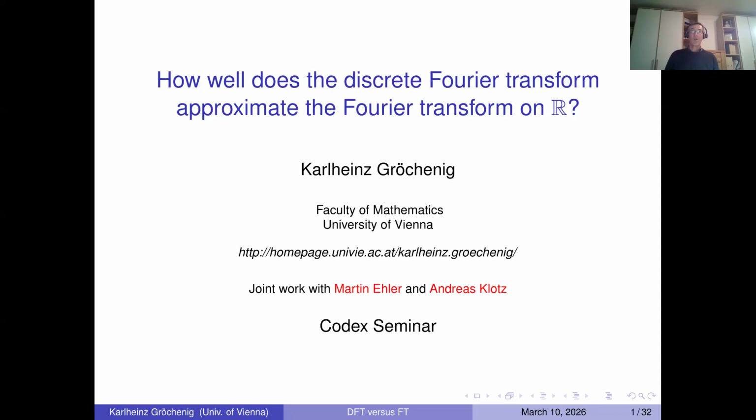So I will talk about something that you are all doing in numerical work. You have a function and want to compute its Fourier transform. Usually you do it via the discrete Fourier transform. Maybe 2 years ago, Martin Ehler, one of my co-authors on this work, taught numerical analysis. And he thought, well, what's actually happening? And we started to discuss. Later, Andreas Klotz joined the discussions. So this is joint work with Martin and Andreas on the approximation of the Fourier transform via the discrete Fourier transform.